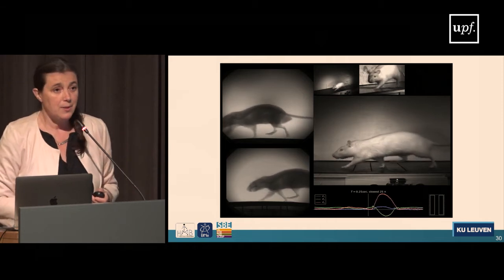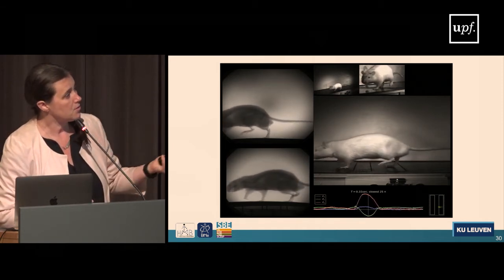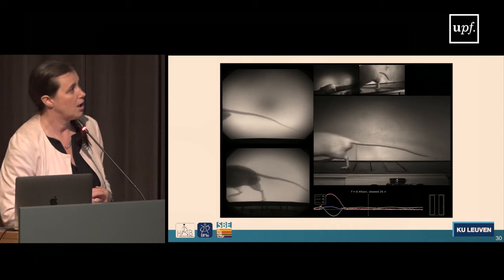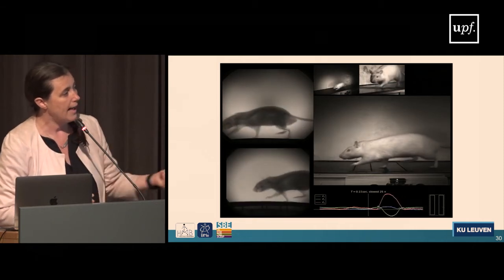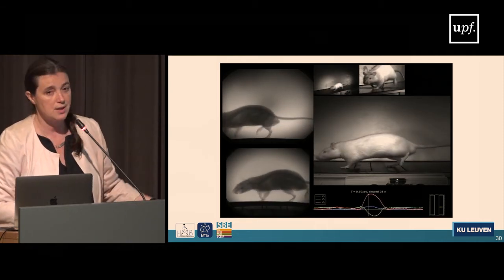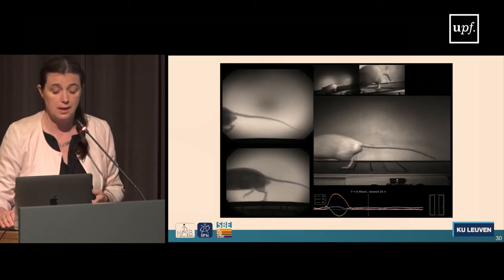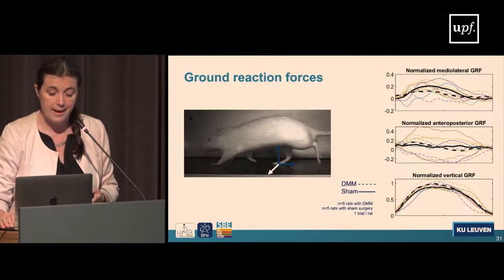So the data that we get from this is the following. We have the moving X-rays, we have high definition videographs, and also down here you see the forces. So basically all the data you need for your multi-scale modeling approach.